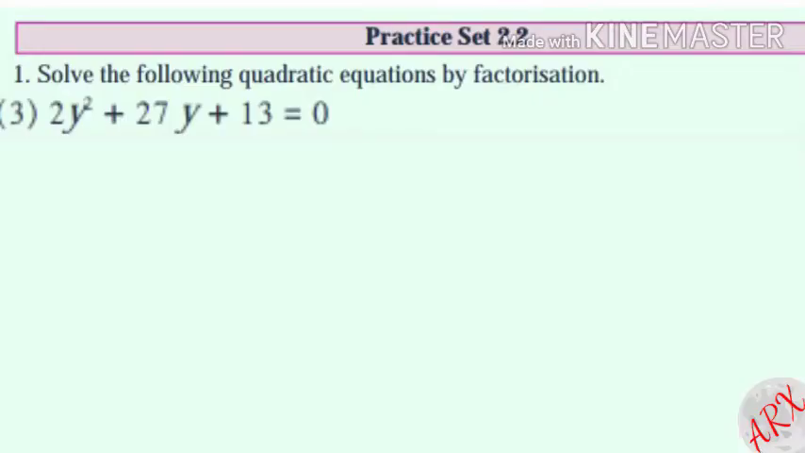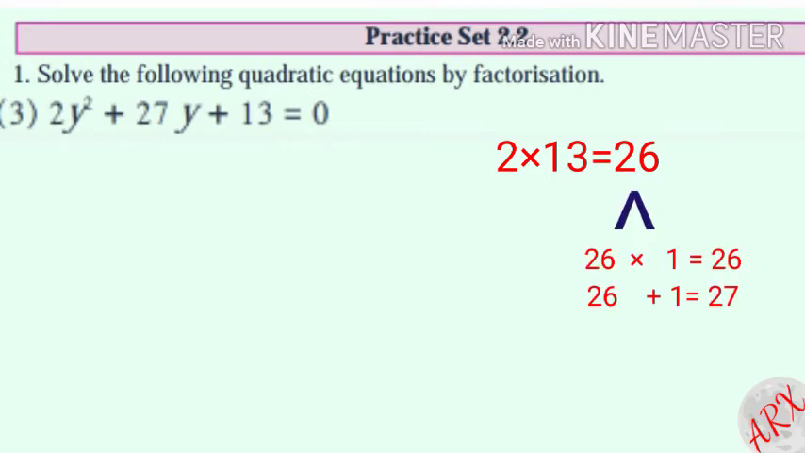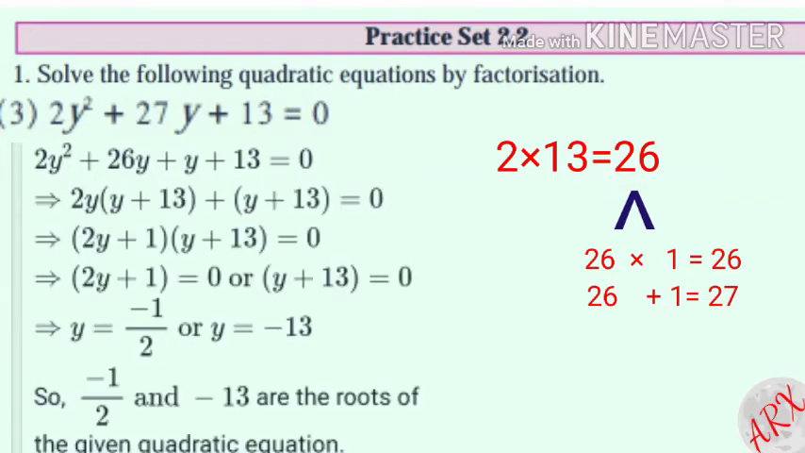Question number 3. 2y square plus 27y plus 13 equal to 0. Now here we will multiply the first and last term. So 2 into 13 equal to 26. So the factors will be 26 into 1 equal to 26 and 26 plus 1 equal to 27, which is the middle term. Now we will split the middle term. So the equation will be 2y square plus 26y plus y plus 13 equal to 0. After solving we will get y equal to minus 13 or y equal to minus 1/2.